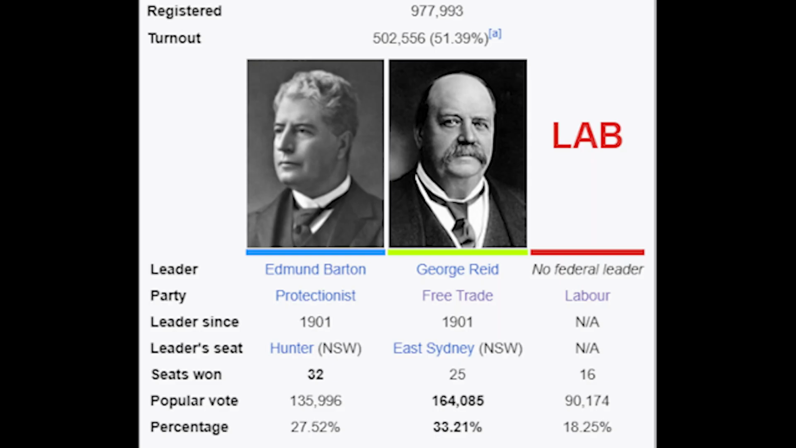Reid and the Free Traders, well, they would form the first opposition party. They won 28 seats. Well, you guess you could say solace would be taken in that they won more of a popular vote than Barton, with 33.21% of the vote. And so, thus concluded the first election in Australian history. Well, federal election. I hope you enjoyed it.